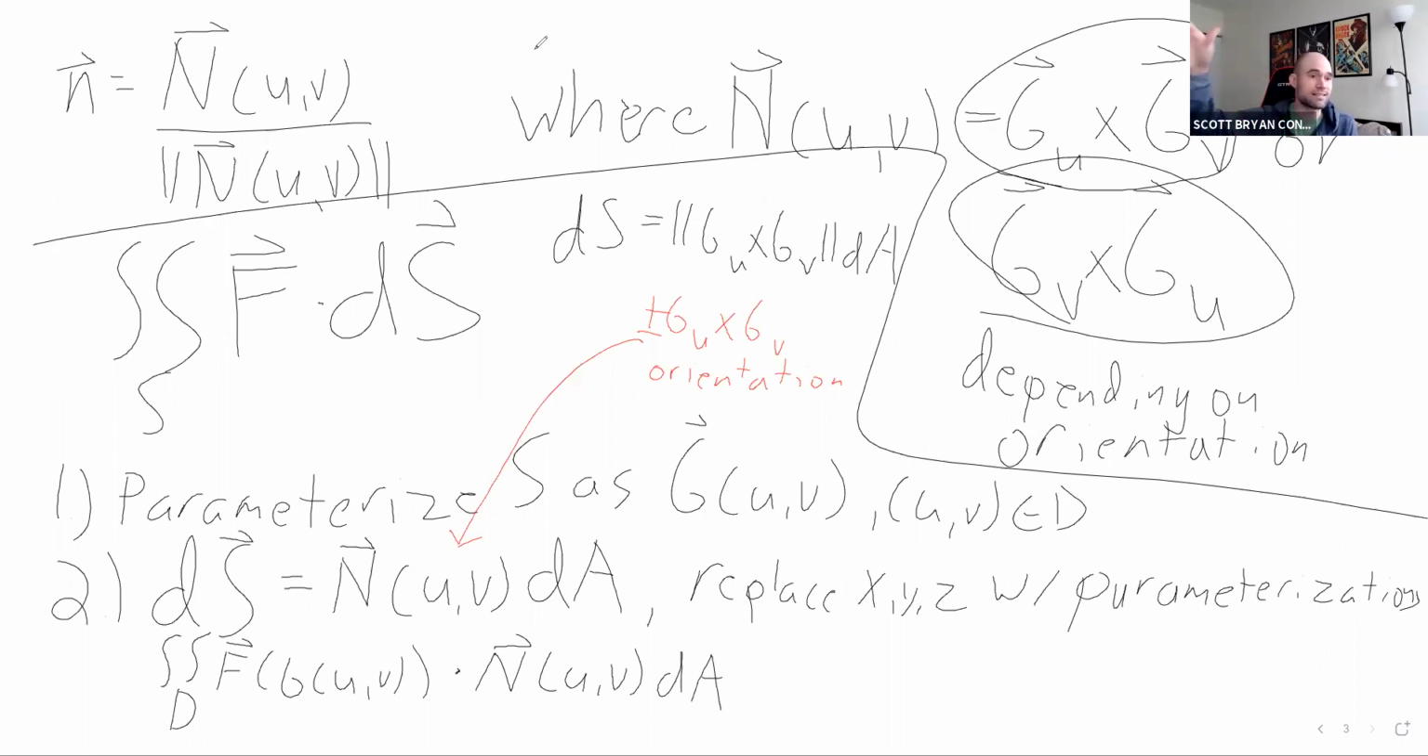But I want to emphasize this is exactly the same process. Parameterize, replace x, y, and z with the parameterizations. d vector S becomes gu cross gv dA or negative gu cross gv dA, and then integrate over D. Okay, I spent longer on that than I wanted to. My apologies. Okay, so the easiest way to really understand what's going on is by doing several examples here.